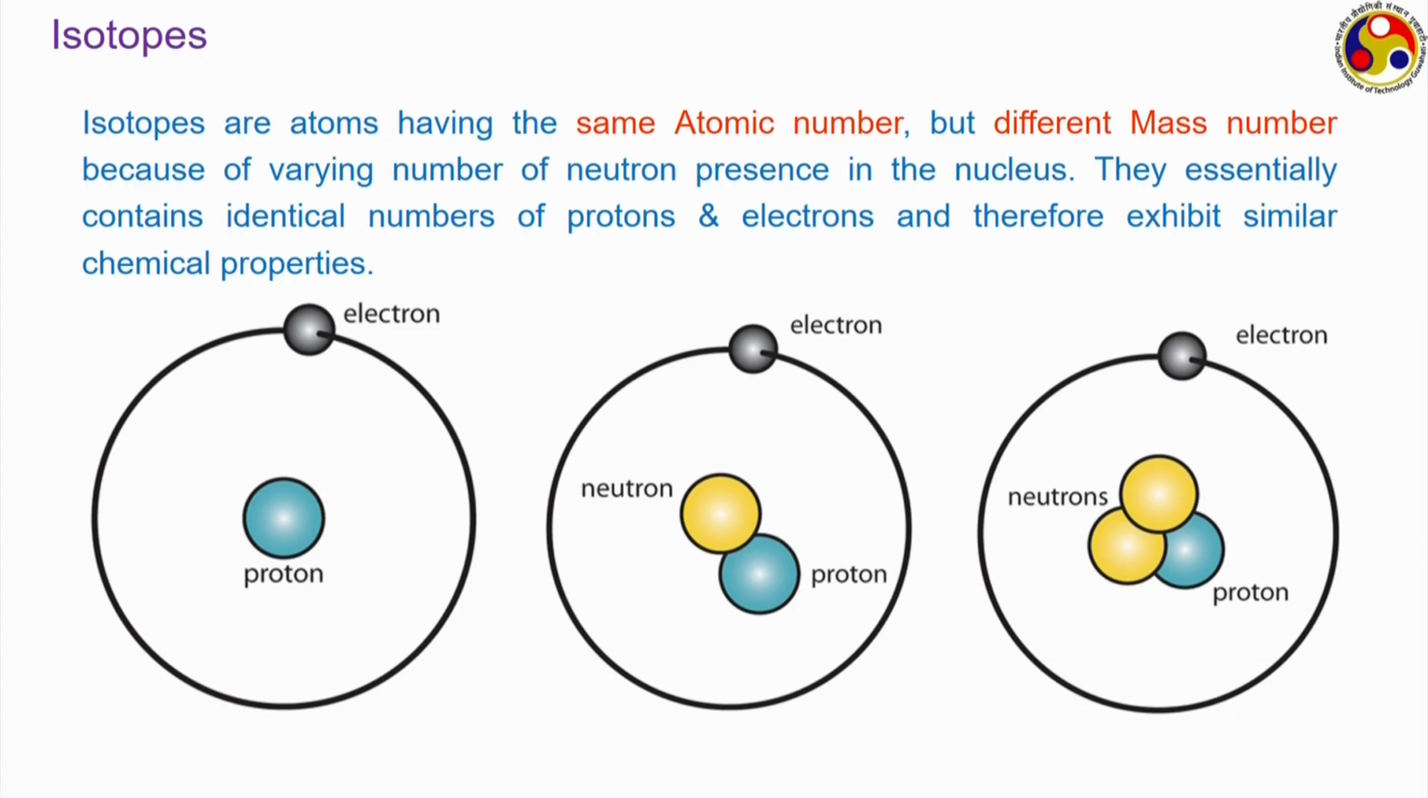But in the second one, which is called deuterium, it has 1 neutron and 1 proton. So, the atomic number remains 1, but the mass number is 2 in this case. And the third one has an atomic number of 1 again, but a mass number of 3, because it has 2 neutrons. In all the cases, there is only a single proton in the nucleus, so there will be only a single electron in the orbit also.